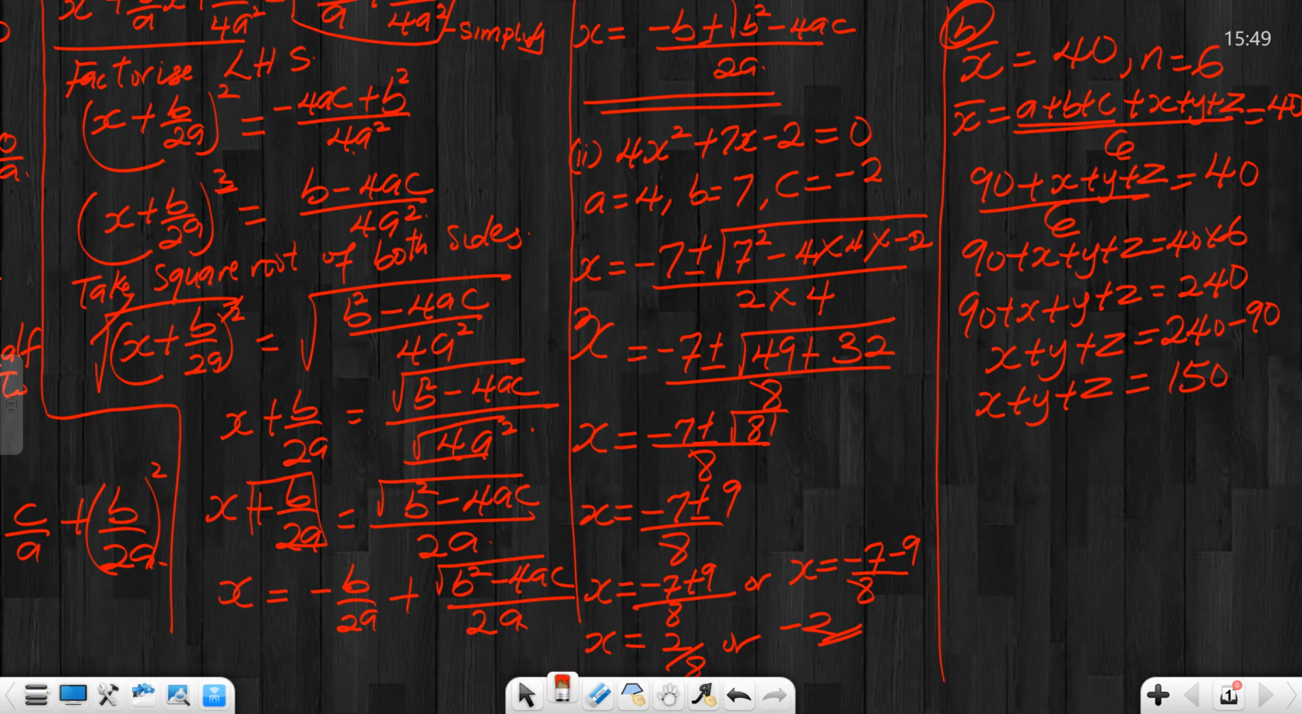If the sum of the 3 is this, that shows I have x plus y plus z divided by 3 equals 150 divided by 3. Then that shows the sum of these, divided by what? Divided by 3. That shows each of these now will be what? Will be 50. So that is the final answer.